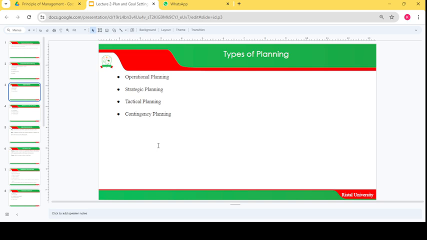And then we have operational planning. Operational planning focuses on the short-term execution. For example, we can talk of a period of weeks, months, or a year of tactical plans. So those are some types of planning.